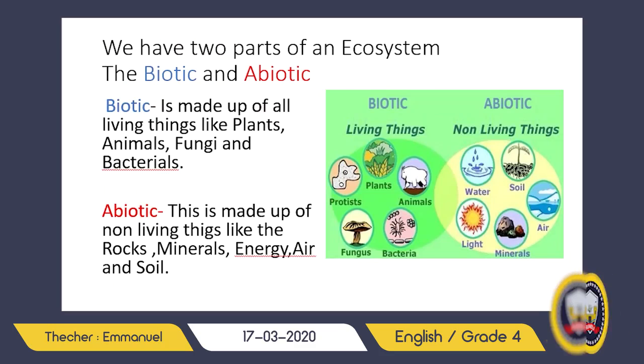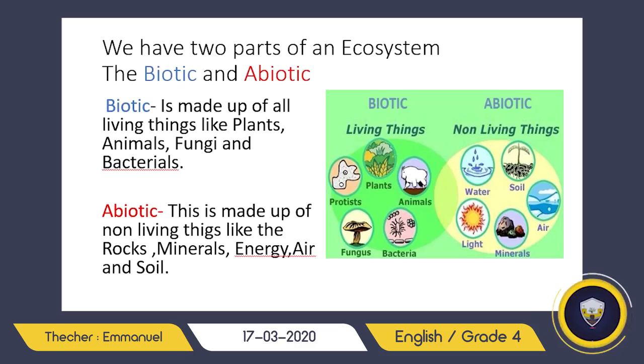We have two parts of an ecosystem. The first one is the biotic and the abiotic. The biotic is made up of all living things like plants, animals, fungi, and bacteria. We all know what living things are, things that have life. So abiotic is made up of non-living things like the rocks, minerals, energy, air, and soil.